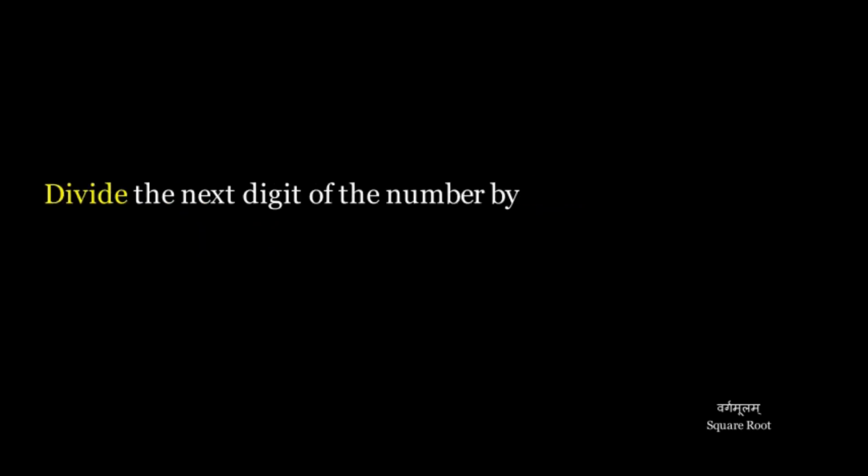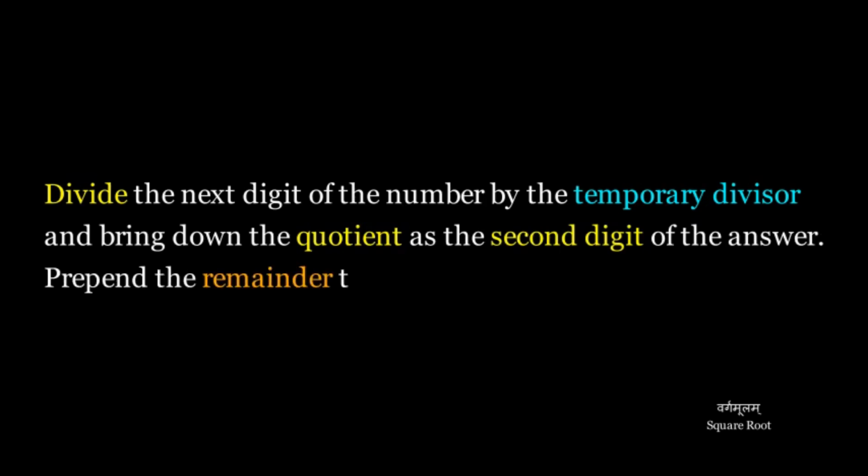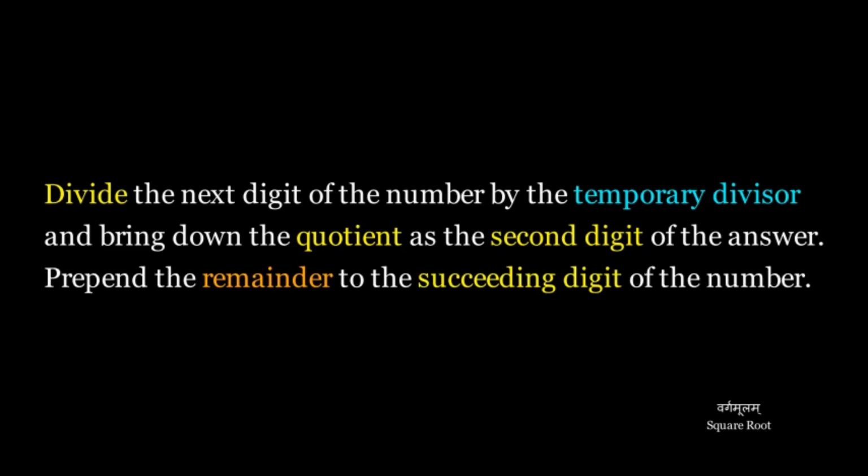Divide the next digit of the number by the temporary divisor and bring down the quotient as the second digit of the answer. Prepend the remainder to the succeeding digit of the number.